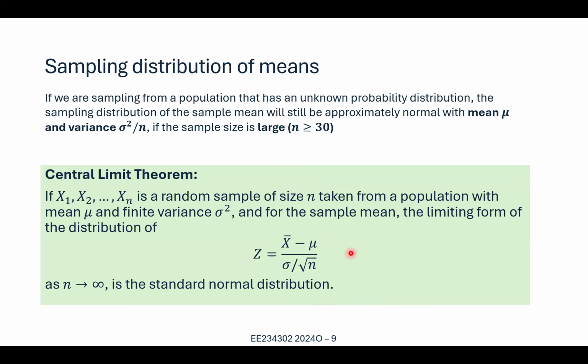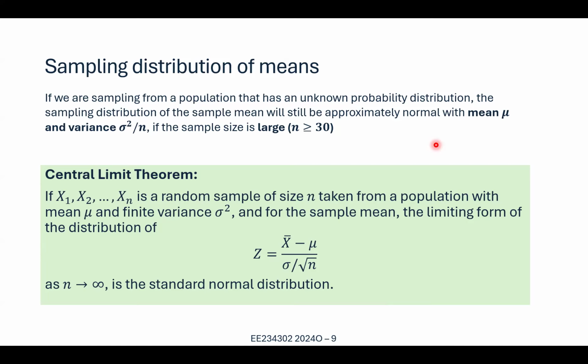The main result of this very important theorem is called the central limit theorem. First, if we are sampling from a population that has an unknown probability distribution, the sampling distribution of the sample mean will still be approximately normal, with mean mu and variance sigma square over n, if the sample size is large. So we need a certain sample size to ensure that the sample mean is approximately normal.